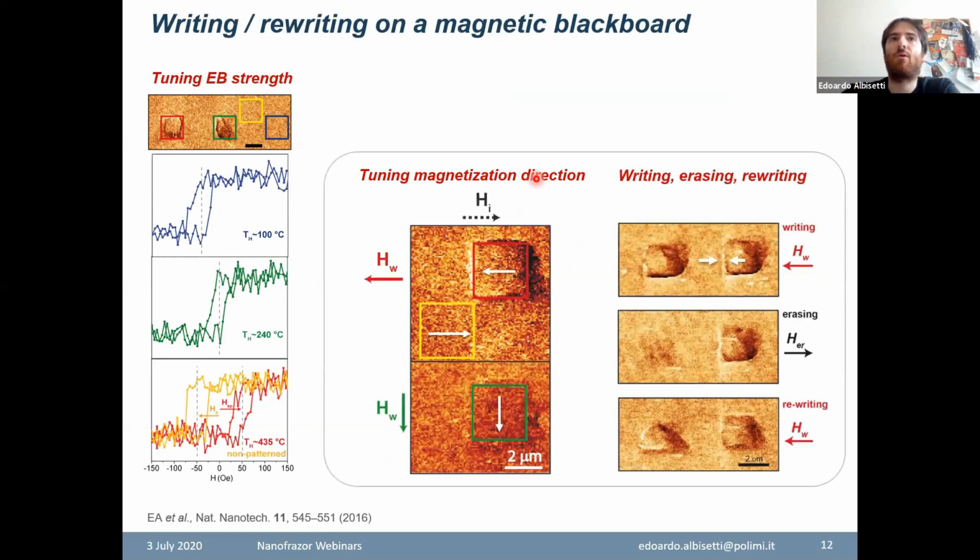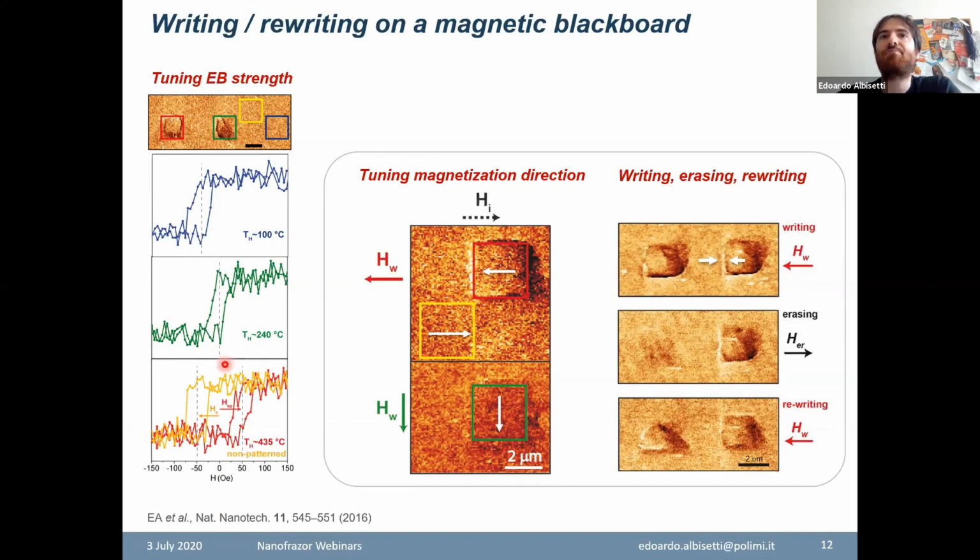This is what I was talking about regarding tunability. And these are all the ways that we can modify the parameters of the patterning in order to tune the properties of the pattern itself. So by changing the temperature of the tip, we can change the exchange bias strength. That is basically the magnitude of the shift in the hysteresis loop. And the more the loop is shifted with respect to the external field, the more strongly the magnetization is pinned in that direction.